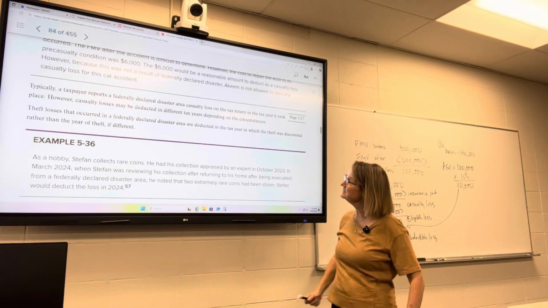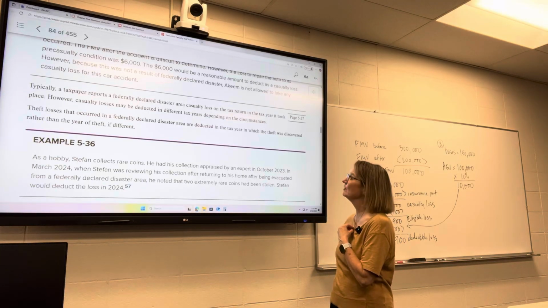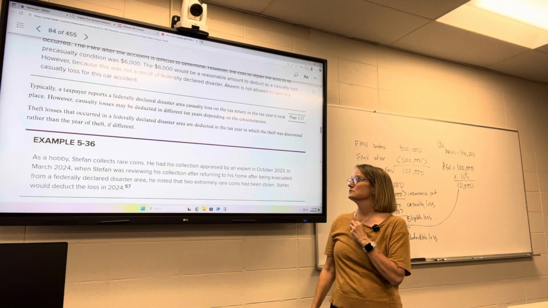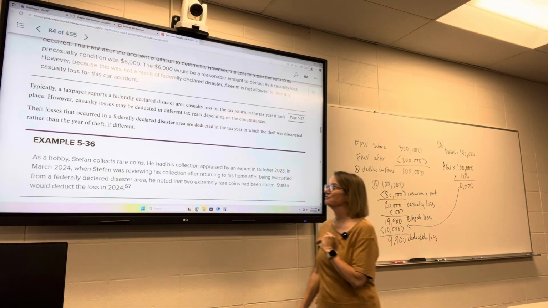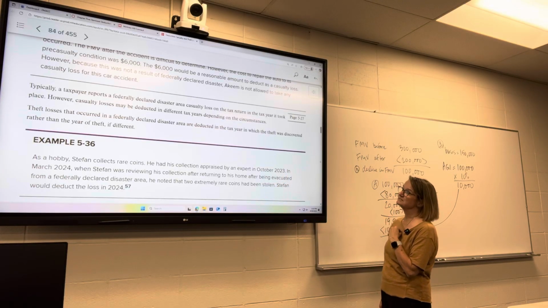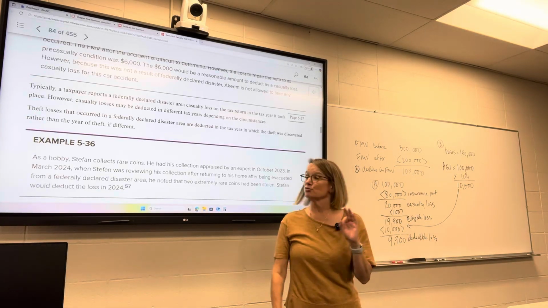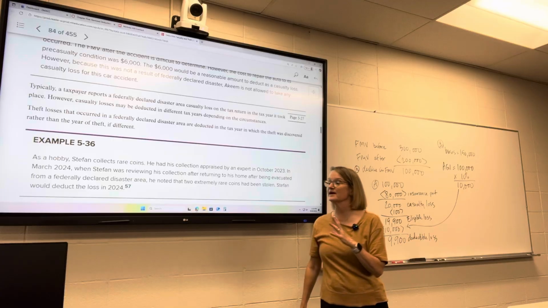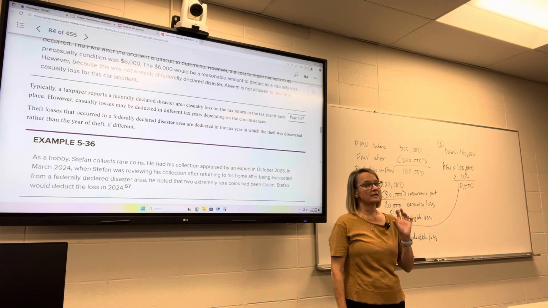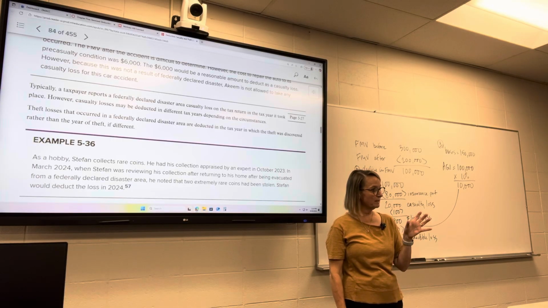Casualty losses may be deducted in different tax years depending on the circumstances. So a theft loss that occurred in a federally declared disaster area would be deducted in the tax year in which the theft was discovered rather than the year of the theft. So think about when this might occur.